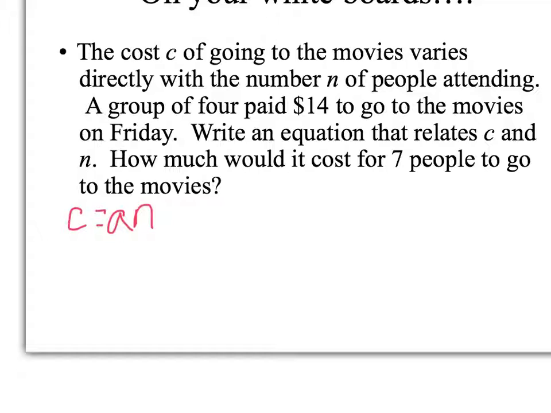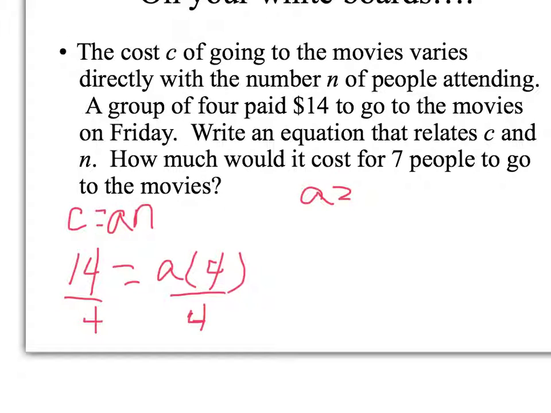It's a direct relationship. Okay, so it says a group of 4 paid $14 to go to the movies. So to find what A is, we set it up: 14 equals A times 4. I'm laughing a little bit on the inside because we have done this problem several times. We've just never done it as a direct variation. But if you think about it, it does work as direct variation. Okay, so A equals 14 divided by 4. If I simplify that, it would be 7 over 2, which means it costs $3.50 to go to the movies.